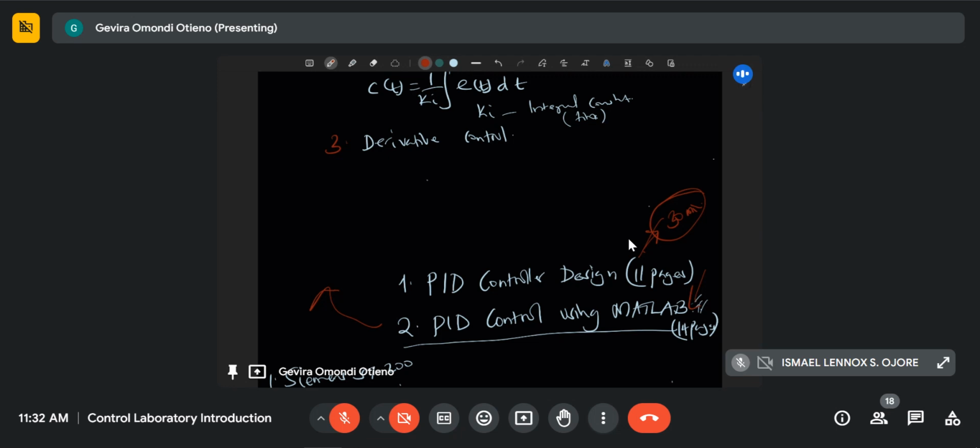So if the lab report gives you a homework, do it and include it in the lab report. I hope that is very, very clear. So that's on PID control.